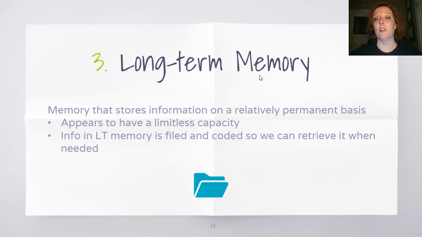So the next step is long-term memory. This is memory that stores information on a relatively permanent basis, and we don't really think that there is a limit to the capacity of long-term memory. It's all about how things are encoded and stored in order for us to be able to retrieve it later on. So however your information is filed and coded, that's going to affect how you're then able to later retrieve the information when it's needed.